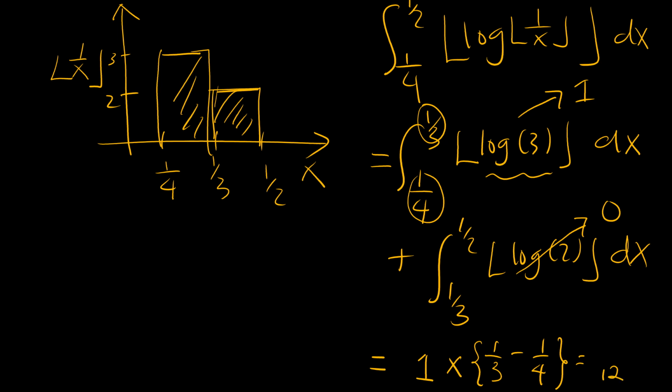Which is equal to, with the common multiple, the lowest common multiple being 12: 12 divided by 3 is 4, 4 minus 12 divided by 4 is 3. So 4 minus 3 is 1. And ladies and gentlemen, that is our answer, 1/12. So it's a very interesting problem. Okay.